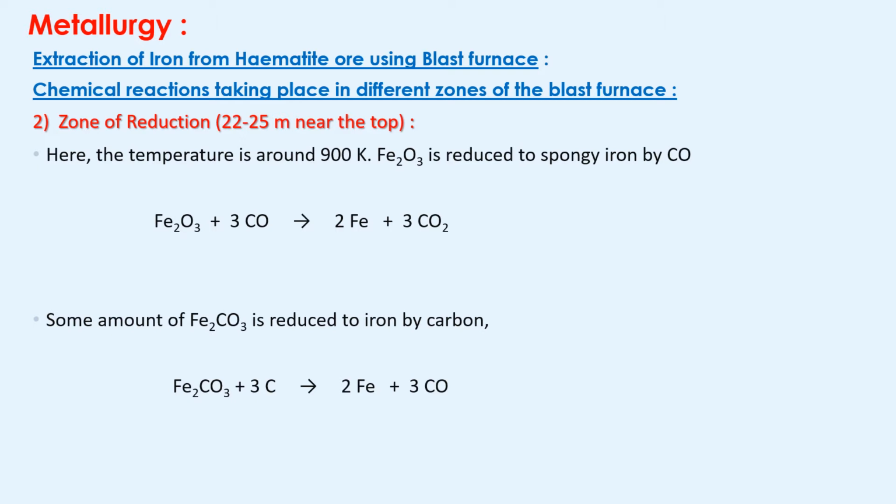Now some amount of FeCO3 is reduced to iron by carbon also. Means in this case there is iron carbonate also, which gets reduced to Fe using carbon as a reducing agent. For Fe2O3 we are using CO as a reducing agent, which reduces Fe2O3 to Fe, and for FeCO3 we are using carbon as a reducing agent, where it reduces FeCO3 to Fe.